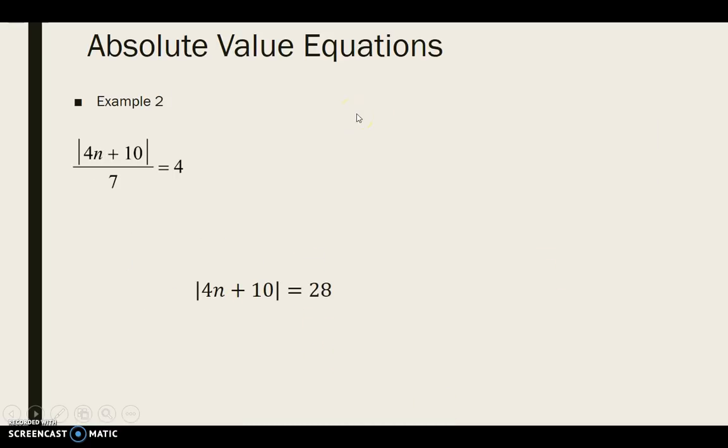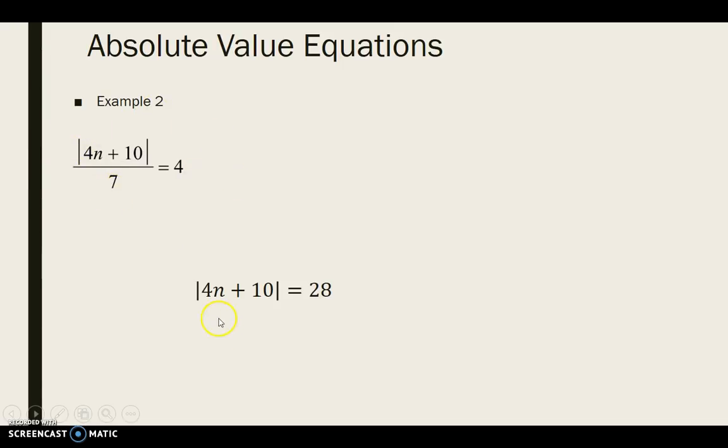Okay, so we're going to take a look at another example. It still says example 2, but this is obviously not the second example. Something that we need to make sure we understand is that whenever you see absolute value equations, you have to get the absolute value expression, the thing inside the absolute value bars, isolated. You have to get it by itself so that you know what distance from 0 you are working with. So in this case, the division by 7 needs to be reversed by multiplying both sides of the equation by 7.